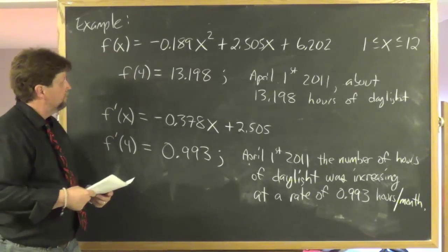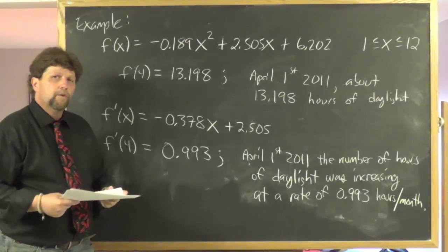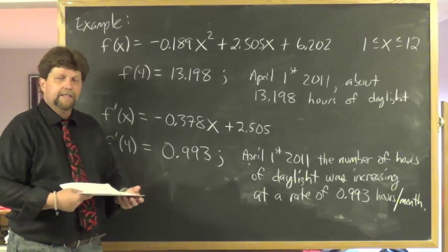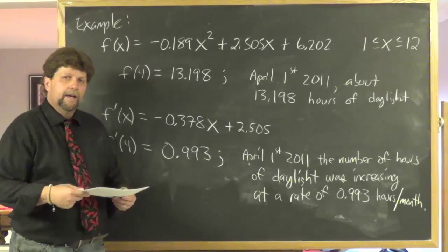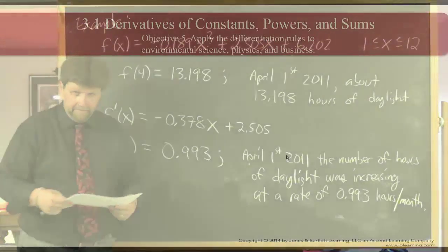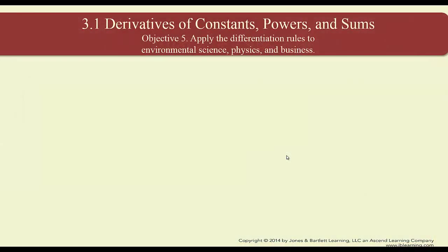So let's do one more example. Let's head on back and see what the example is, and then we'll come back and work it out on the chalkboard. All right, we just saw an application of what was happening in Joliet, Illinois with the number of hours of daylight. And let's just look at one more example.